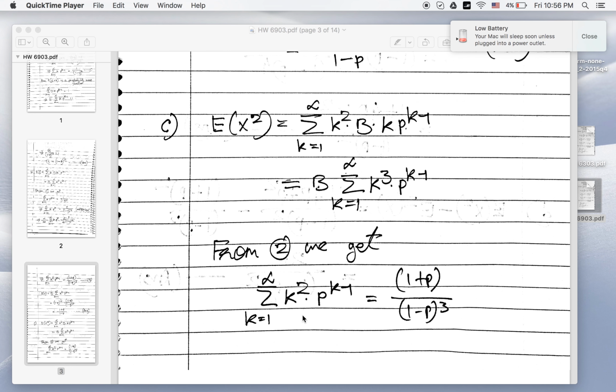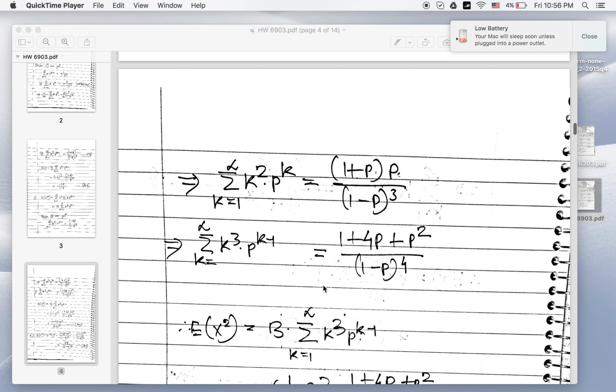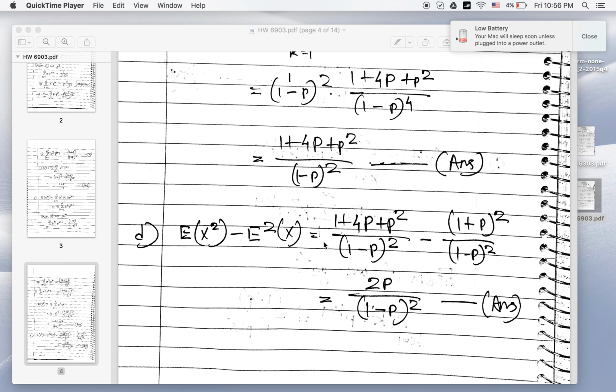So we multiply both sides by p and then again differentiate with respect to p and get the value of 1 plus 4p plus p square by 1 minus p to the power 4. So expectation of x square after putting all the values we get as 1 plus 4p plus p square by 1 minus p whole square. Now again we calculate the expectation of x square minus expectation of x whole square. Just putting the values we get the value as 2p by 1 minus p whole square.